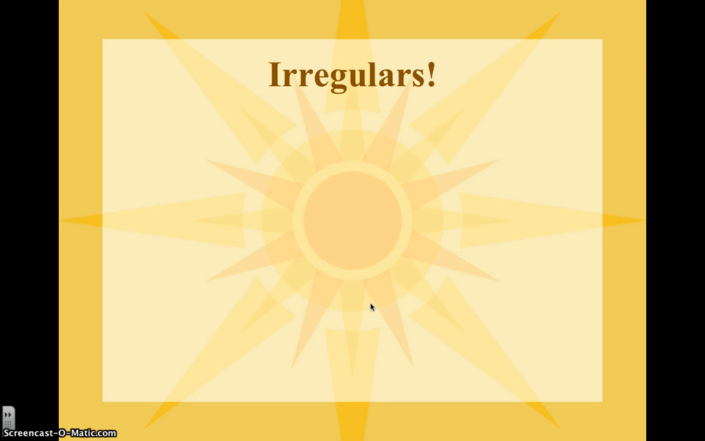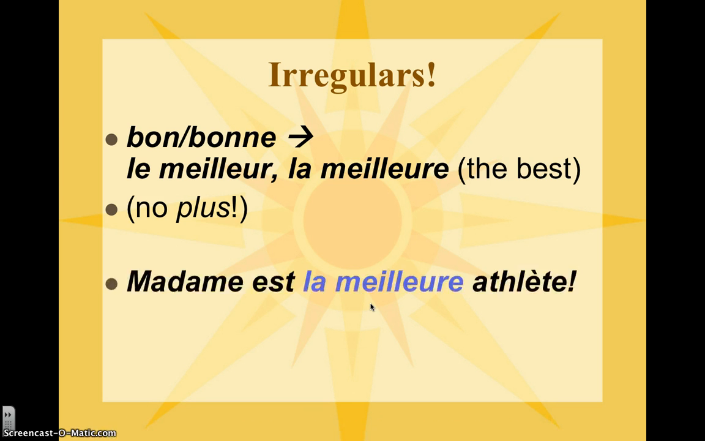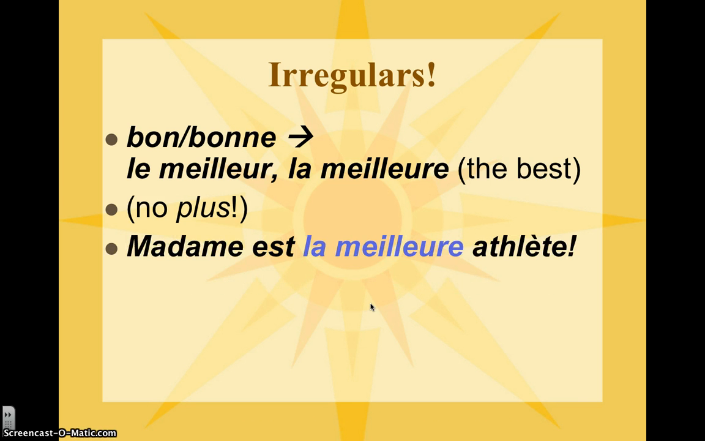Of course, we're going to have one irregular. That's going to be our word bon. We saw it was meilleur for better. If you are le meilleur or la meilleure, you are the best. And again, we're not going to see the word plus at all. Madame, par exemple, est la meilleure athlète. So Madame is the best athlete.